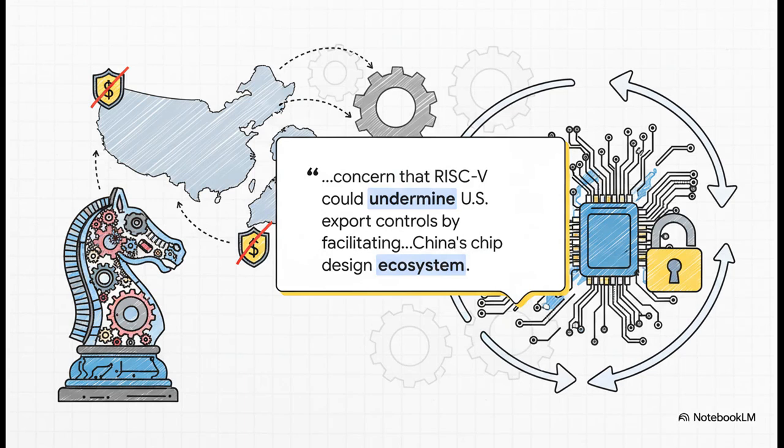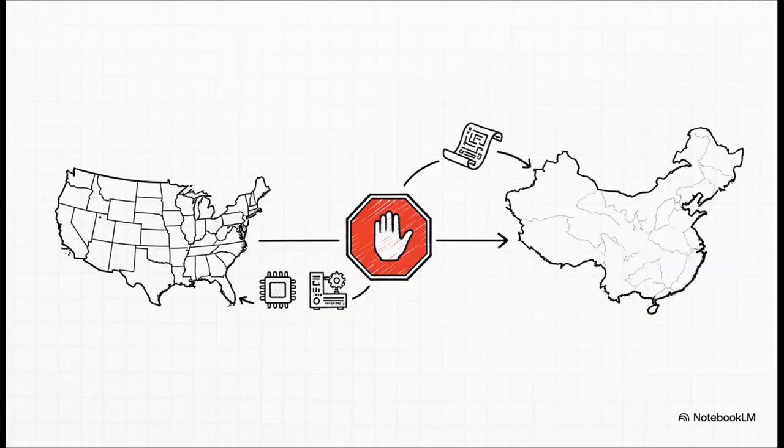All right, and this is where our story takes a huge turn. This open, collaborative, purely technical project has suddenly found itself right in the middle of a massive geopolitical chess match. In late 2023, members of the U.S. Congress voiced this exact concern. They were worried that the open nature of RISC-V could be used to get around strategic trade restrictions aimed at certain countries.